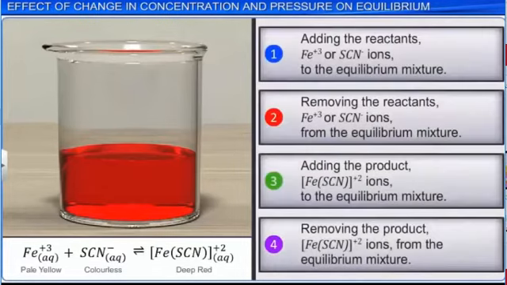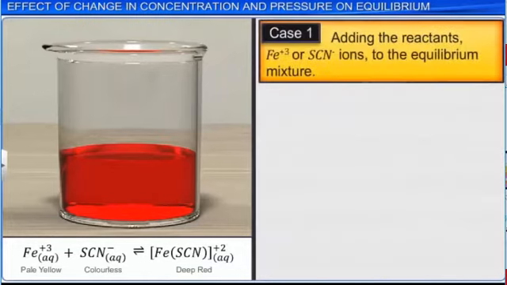To understand the effect of change in concentration on equilibrium, let us consider some cases. Adding the reactants Fe³⁺ or SCN⁻ ions to the equilibrium mixture. Removing the reactants Fe³⁺ or SCN⁻ ions from the equilibrium mixture. Adding the product FeSCN²⁺ ions to the equilibrium mixture. Removing the product FeSCN²⁺ ions from the equilibrium mixture.